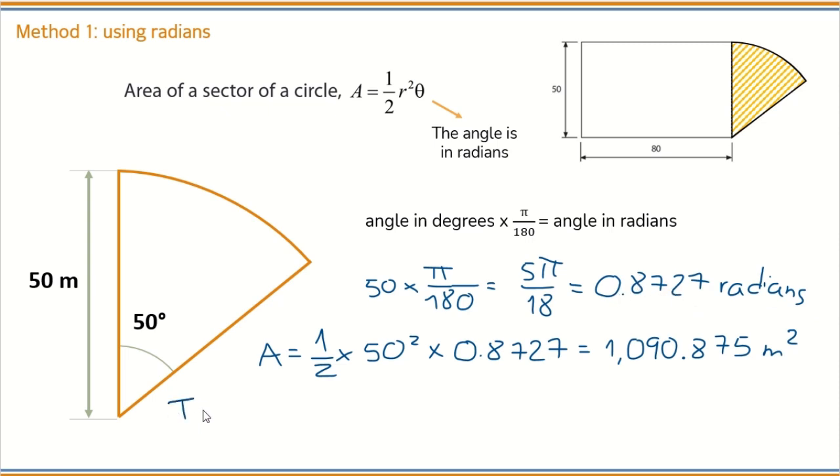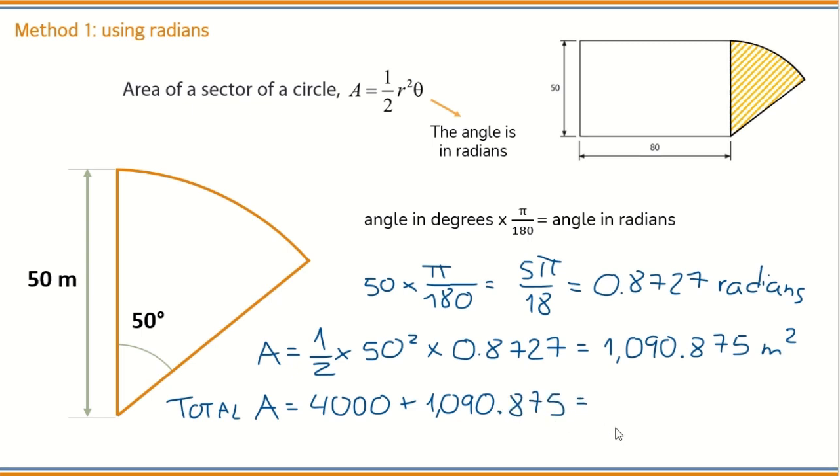And the last step is to calculate the total area, where we will have to add the area of the rectangle, which was 4,000, plus the area of the sector. And this is 5,090.875 meters squared.